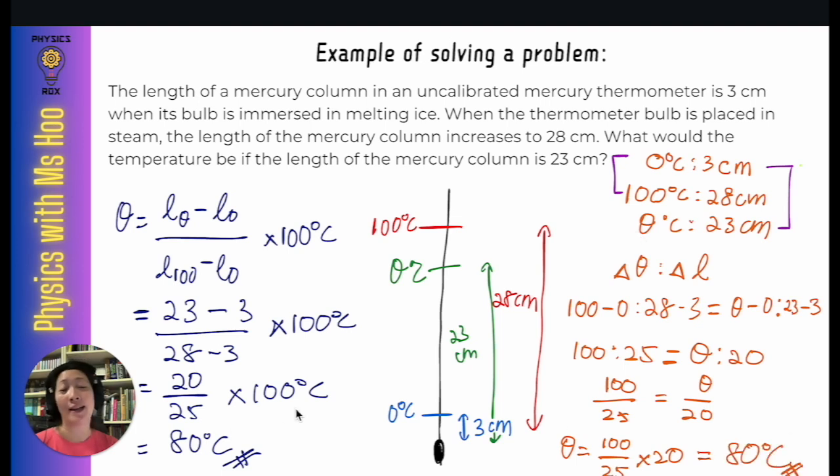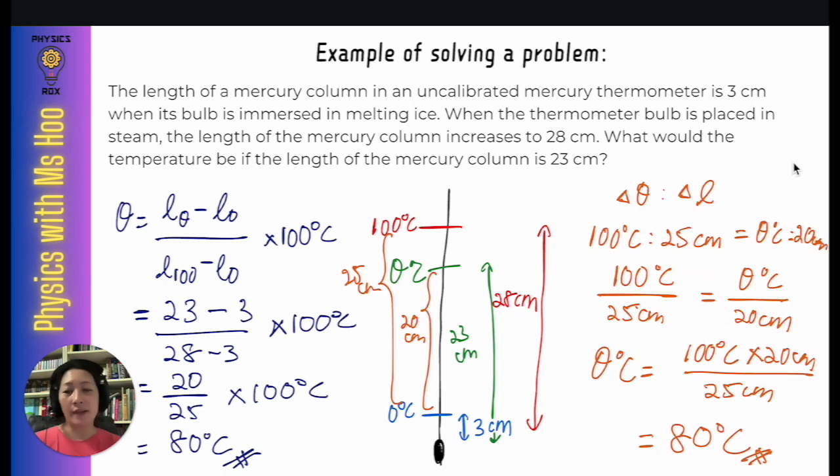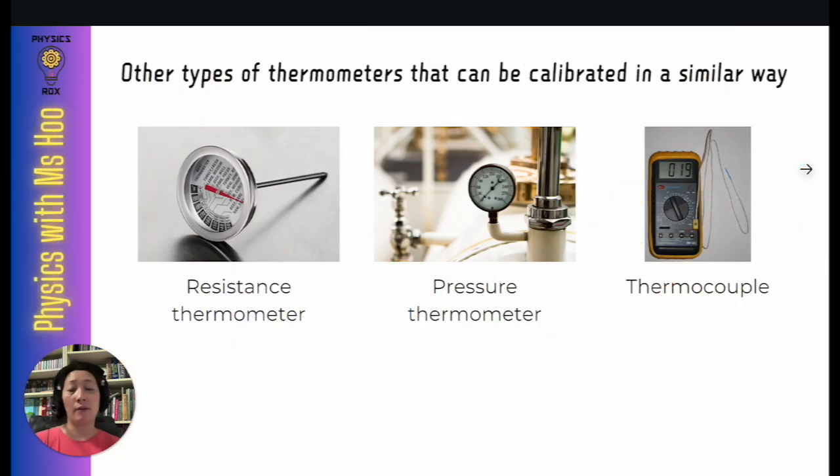So yes, as you can see, you get the exact same answer, whether you use the formula method or the ratio method. Now, this method does not work only for mercury thermometers. This can be used for any thermometer which shows a linear scale. That means the changes in the physical properties are uniform compared to the change in temperature. So some other thermometers would include the resistance thermometer, pressure thermometer, and thermocouple. If you come across thermometer questions that are not mercury thermometers but are these kind of thermometers instead, you can still solve them using the same methods. That means you can use the formula or you can use the ratio method.